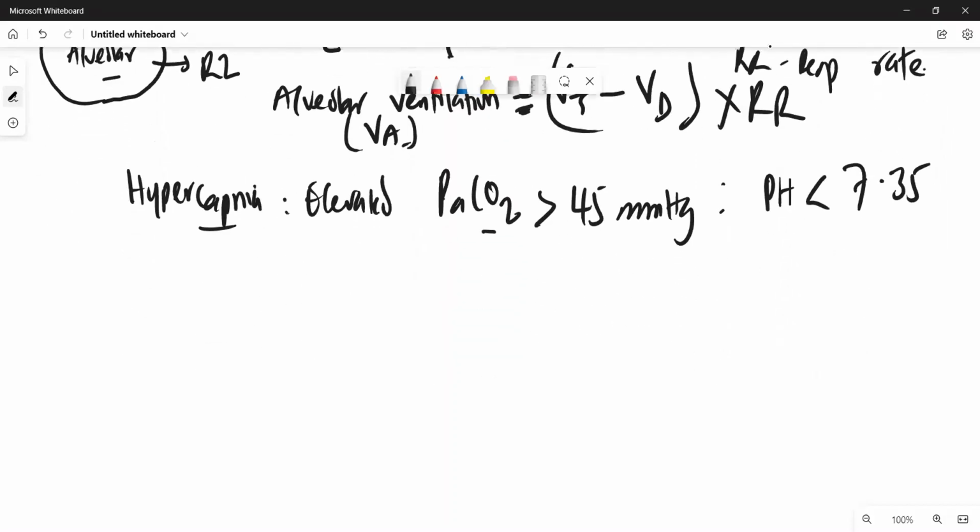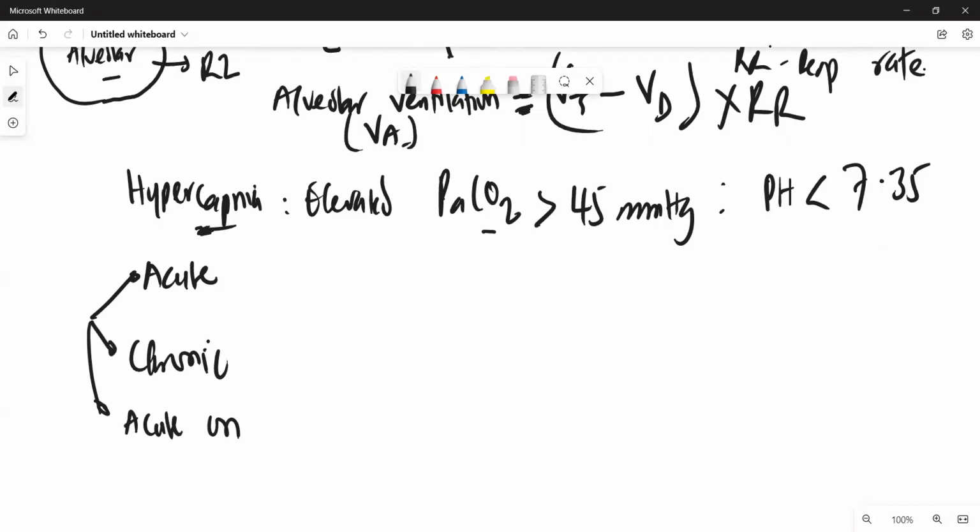So before we talk about the causes of hypercapnia, there are different types. Hypercapnia could be acute, so patients who have acute hypercapnic respiratory failure. It could be chronic, or it could be acute on chronic.